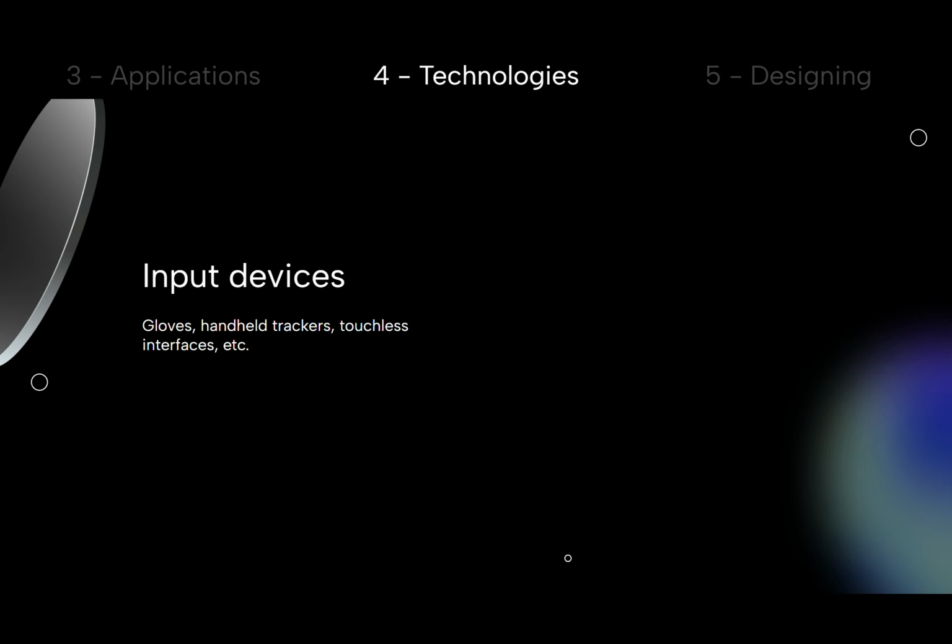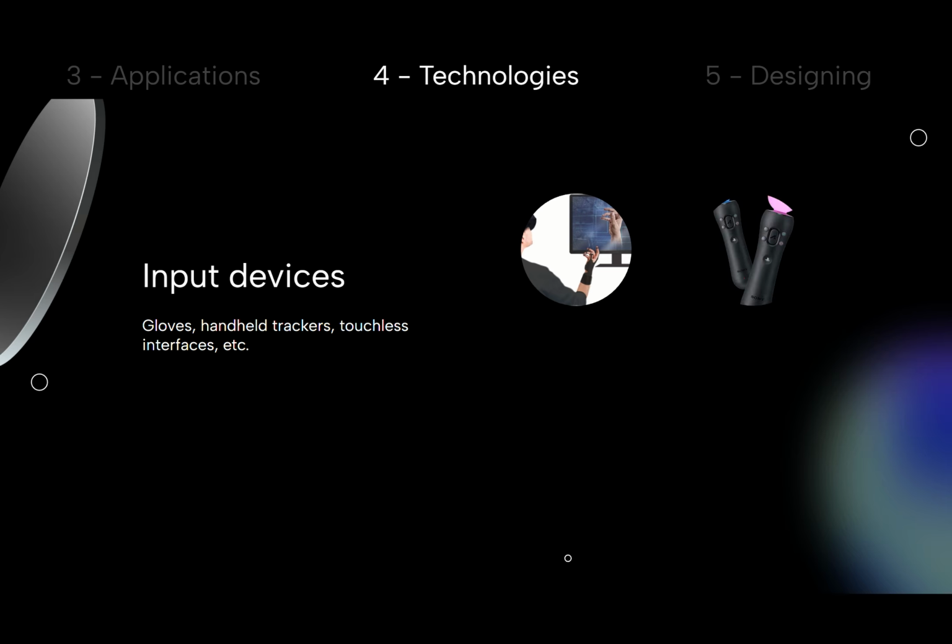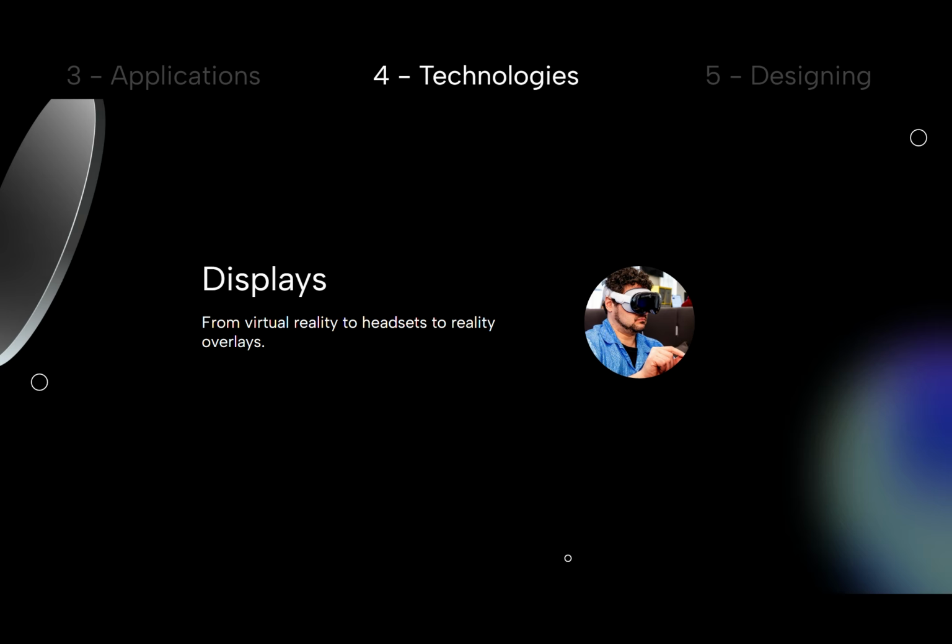After that, we have the input devices, with gloves, handheld trackers, and touchless interfaces. So, beyond traditional controllers, new input devices, such as the ones I just talked about, have emerged, and these tools allow for more natural interaction by capturing gestures and movement, providing a seamless user experience. And finally, the displays. Here we can see the Apple Vision Pro from Apple, which is a great example of how you can adapt the displays to perfectly match the 3D user interfaces' needs.